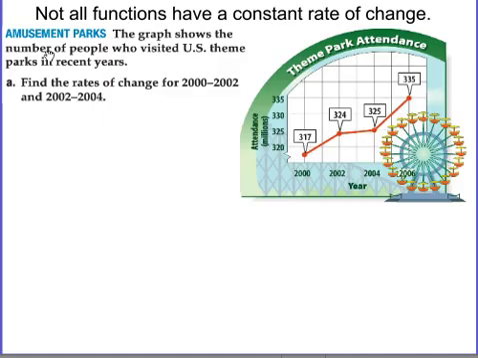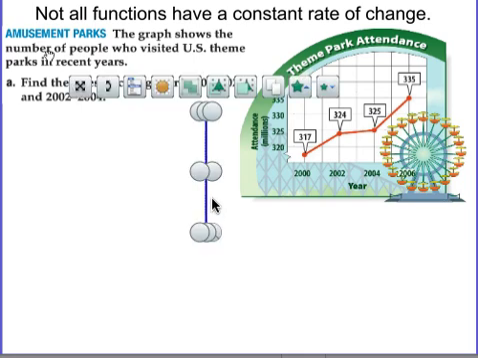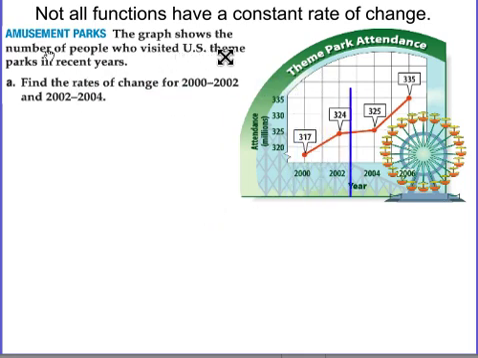Not all functions have a constant rate of change. Okay, first of all, does this graph represent a function? How do you know? It increases and decreases. It passes the vertical line test, right? If we pass a vertical line over the top of the graph, it never touches more than 1 point at a time. So it passes the vertical line test, so it is a function.